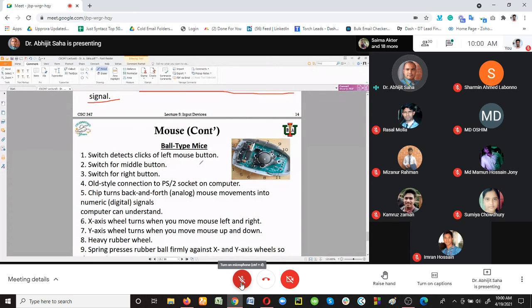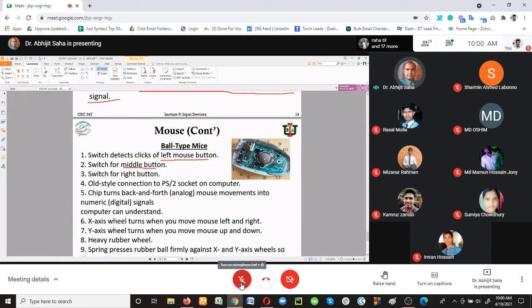Number 1 is the left mouse button, the one we are always clicking. And number 2 is the middle one, which is usually a wheel for page scrolling down or scrolling up.